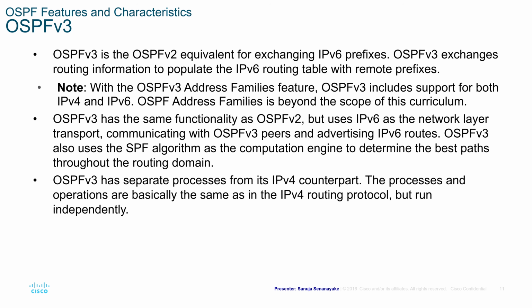OSPF version 3 has the same functionality as OSPF version 2, but uses IPv6 as the network layer transport, communicating with OSPF version 3 peers and advertising IPv6 routes. OSPF version 3 also uses the SPF algorithm as the computation engine to determine the best paths throughout the routing domain.